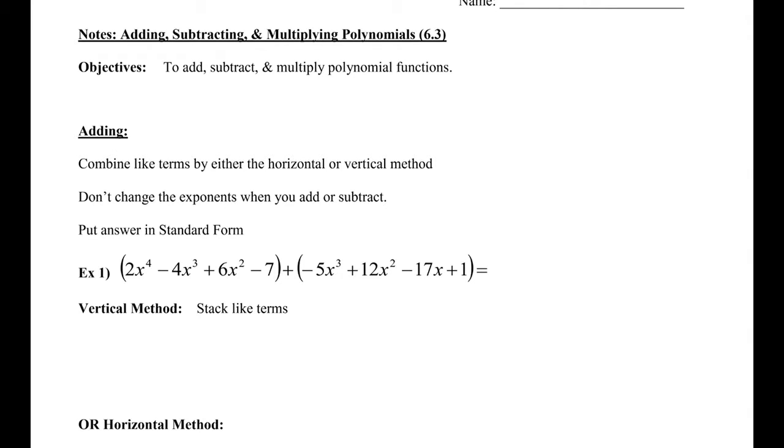Today's notes are on adding, subtracting, and multiplying polynomials. To start, we're going to talk about adding. The first thing you're going to do is combine like terms. Remember that like terms means that they have the same variable and the same exponent.